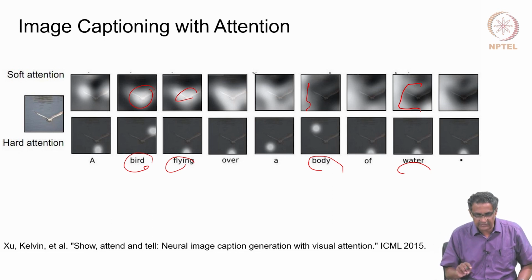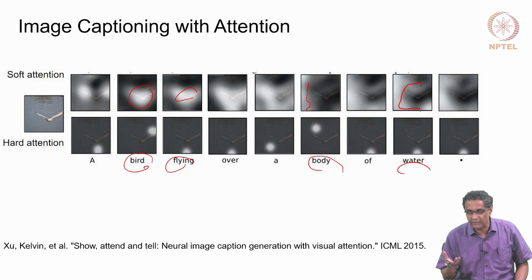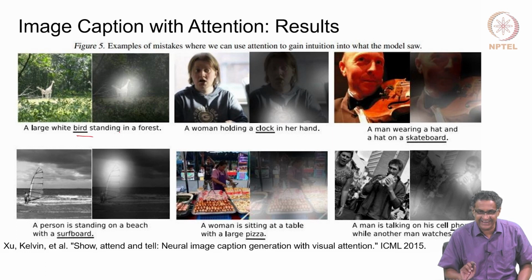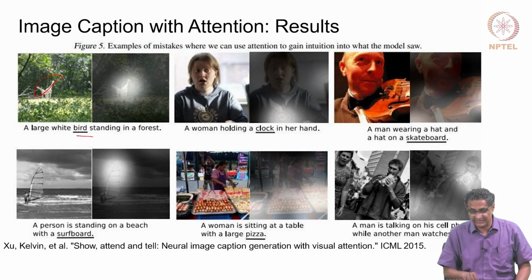But then something is still not there which you would have liked to have. One other thing that you might want to do, which are actually extensions, is this. Look at this: a large white bird standing in a forest. It's gone wrong. This animal, it kind of took it to be a bird, despite the attention and all. The attention is beautiful on that object, but now it thinks that it's a bird.